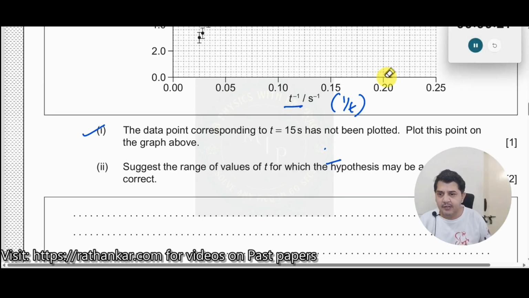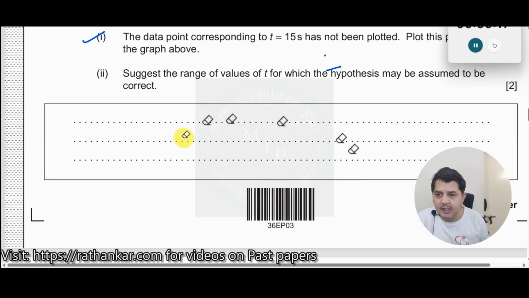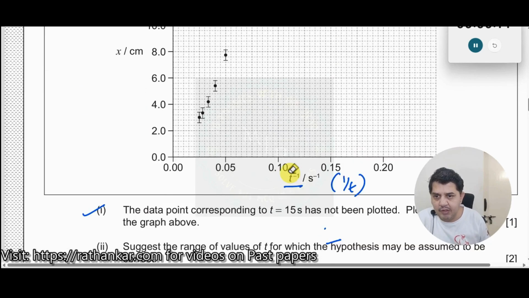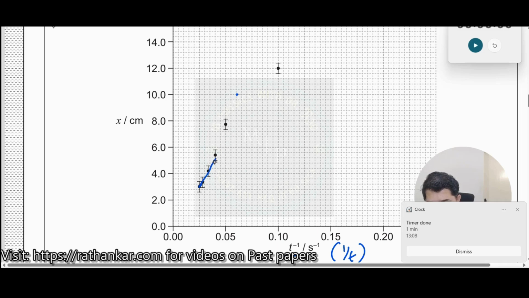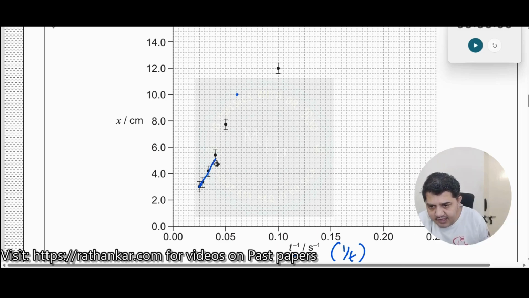Next question. Such is a range of values of t for which the hypothesis may be assumed to be correct. Okay. So I already told you this cannot be true for every value of t. Therefore now you see, where is the straight line here? Let me take up this. The straight line is observed to be, if I draw a line here, start from here, I can draw until maybe until here, and after this you see it changes, right? It changes over here. So therefore, maybe it is valid only from this value.